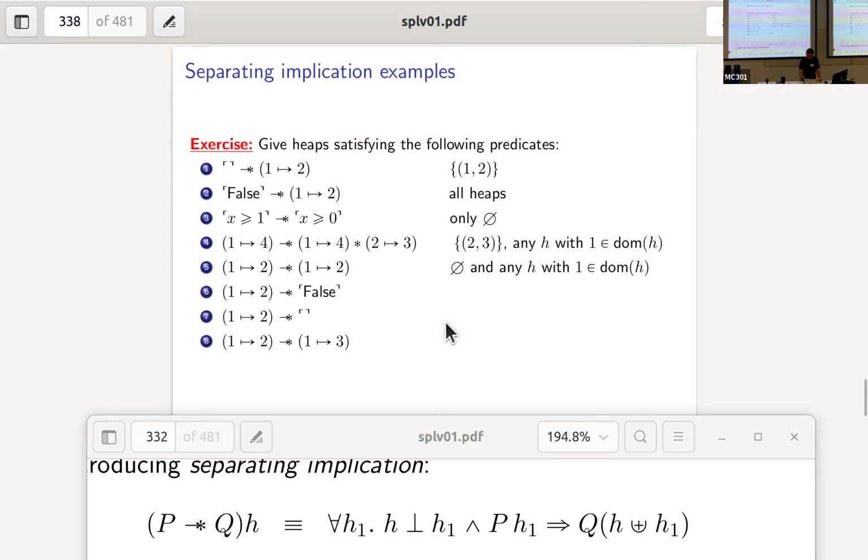What about 6? All heaps where 1 is in the domain. You need to falsify the premise, so it needs to be there. So all heaps that do have 1 in the domain. What about 7? Same. What about 8?